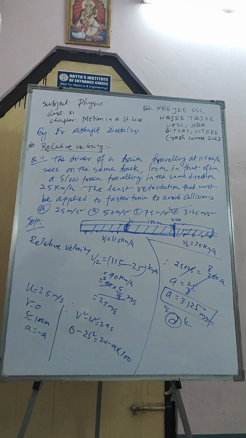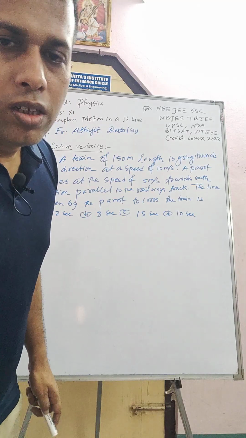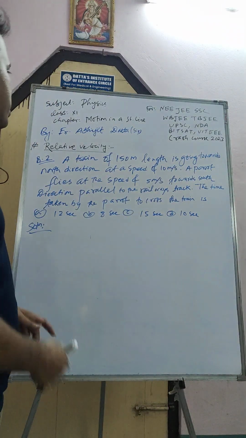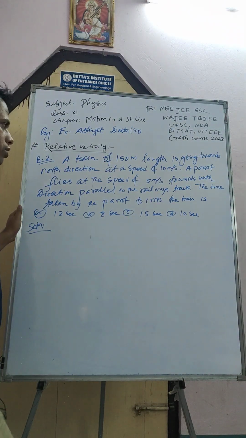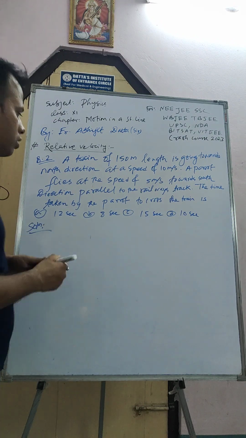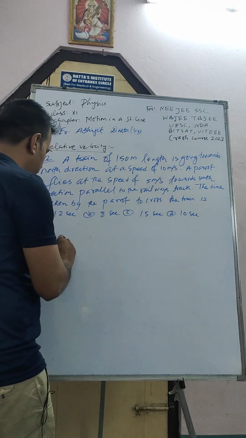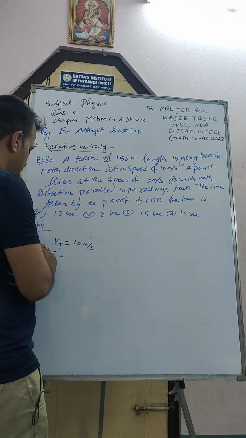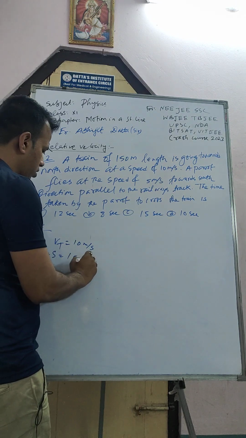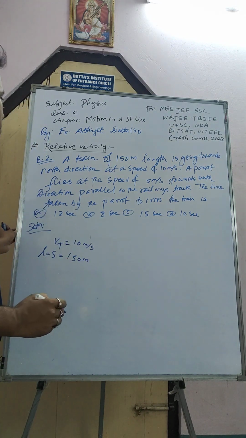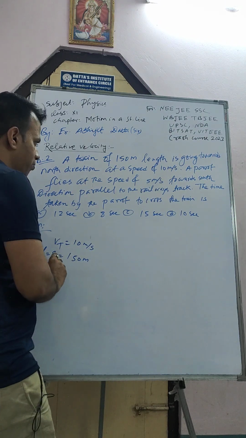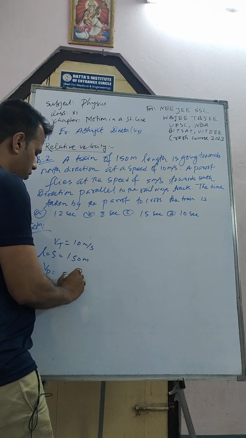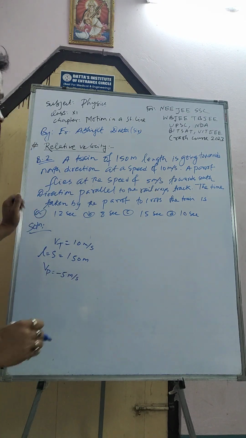So we move on to the next question, question number 2 of today's class. Students, our next question, question number 2 from relative velocity: a train of 150 meter length is going towards the north direction at a speed of 10 meter per second. So the velocity of the train is 10 meter per second, and the length of the train, that is L or S, is 150 meter. And a parrot flies at a speed of 5 meter per second. The velocity of the parrot is 5 meter per second, and I consider it towards the south direction.